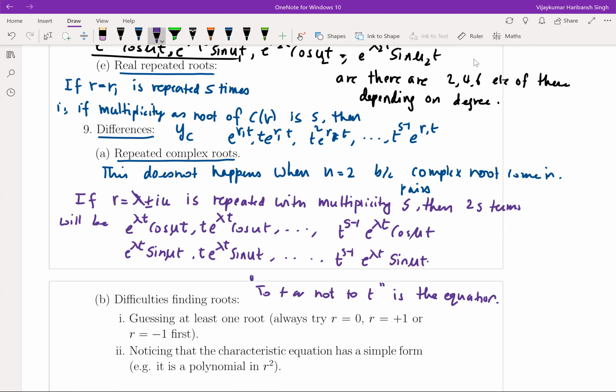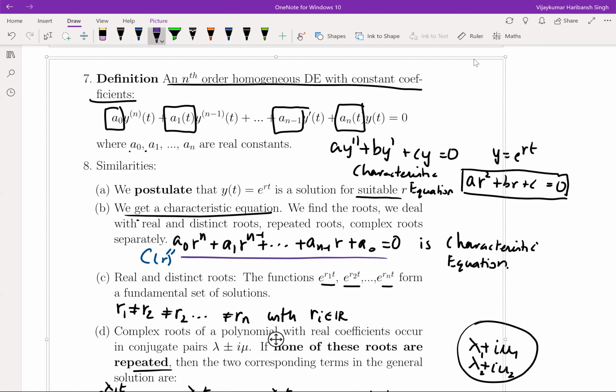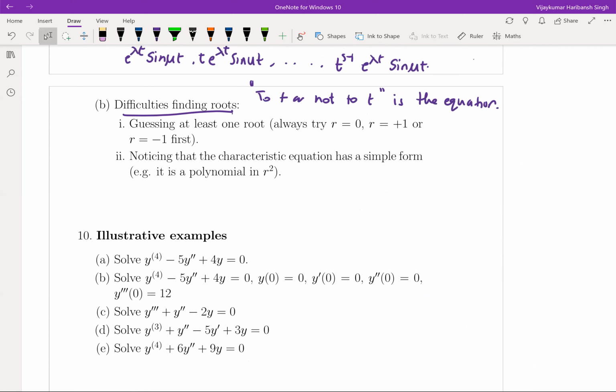Now, there are further difficulties in finding the roots. What do I mean by that? When you had second order, this equation was quadratic, and it's easy to find the roots of quadratic equations using the quadratic formula. For cubic, there is Cardano's method, but it becomes difficult. For fourth order it becomes harder, and you can't solve quintic polynomials using radicals. That's a consequence of Galois theory; you can prove it using Galois theory.